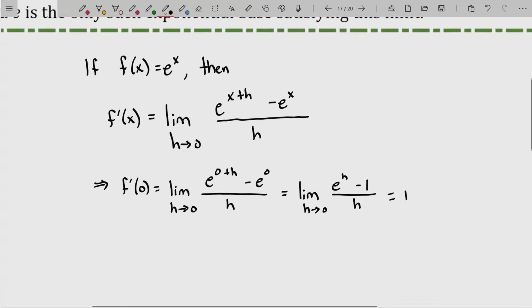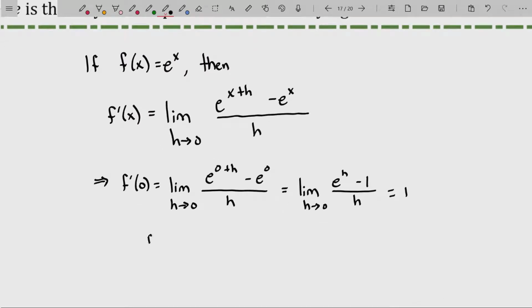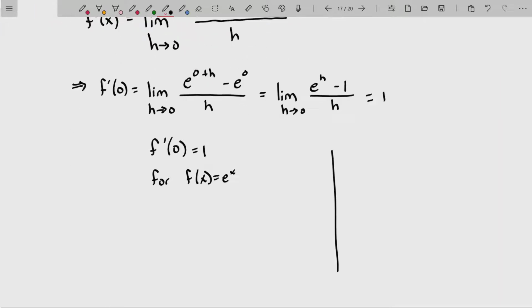And thus we know that f prime at 0 is equal to 1 for f of x equals e to the x. Let me just draw this in. Here's the exponential function right here. And it's the only such exponential function whose tangent line at x equals 0 has slope 1. All the other exponential bases have slopes other than 1 at x equals 0.